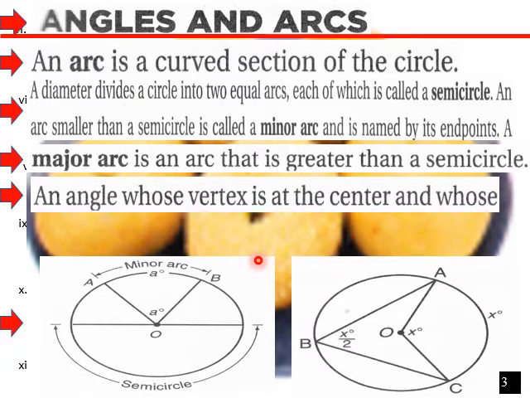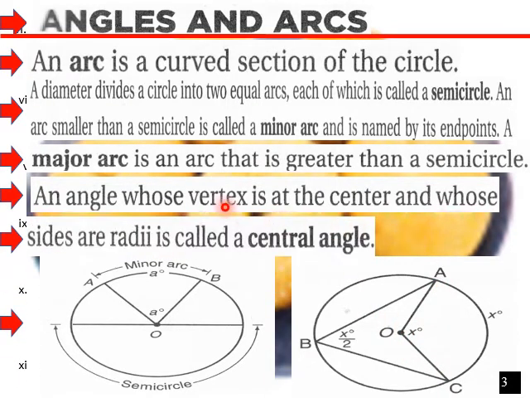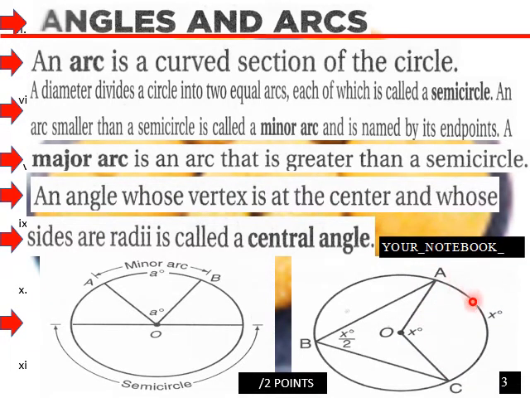An angle whose vertex is at the center, so this is the center, and your vertex is here, this is an angle here, and whose sides are radii is called a central angle. So this angle here would be called a central angle. These are very important notes for you to take for your SAT math.